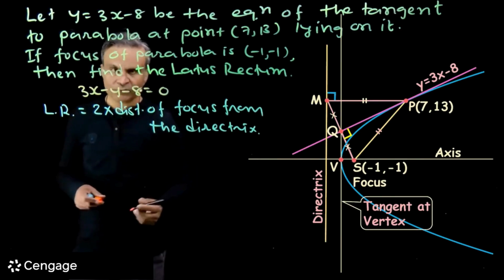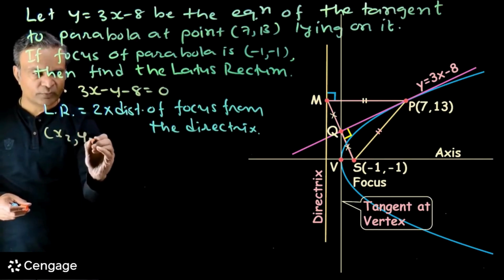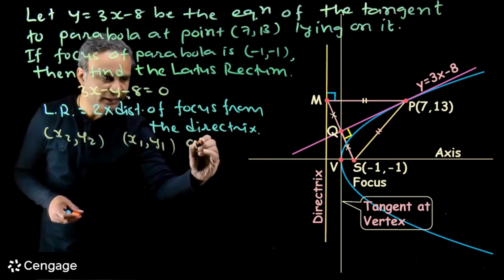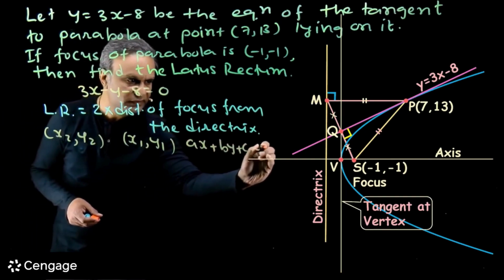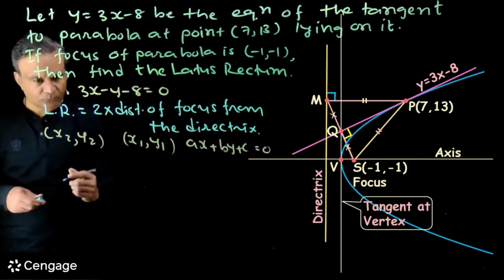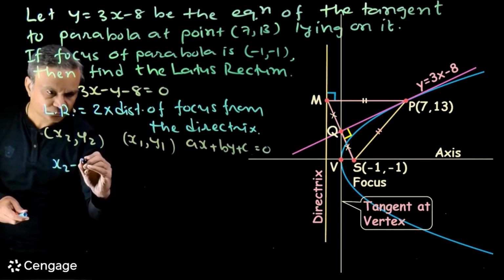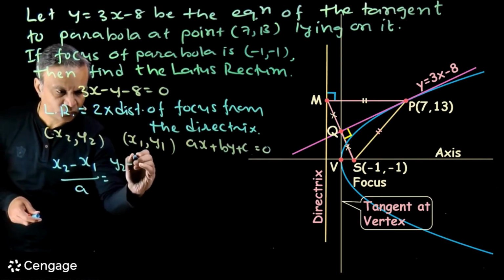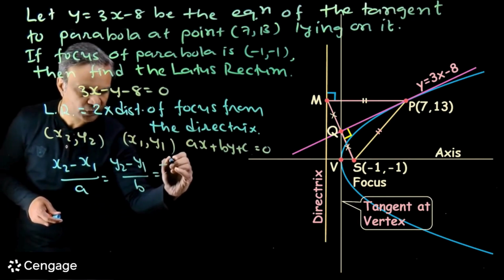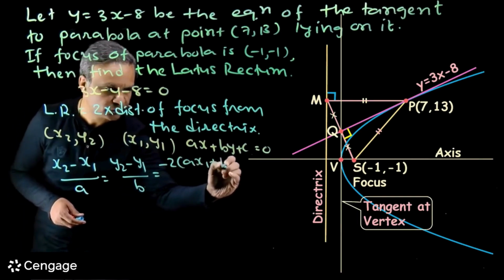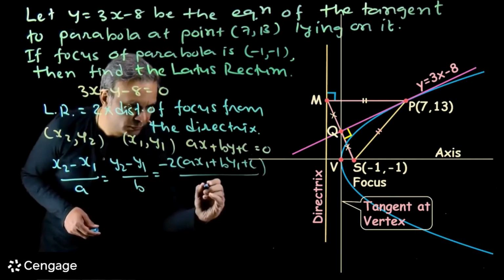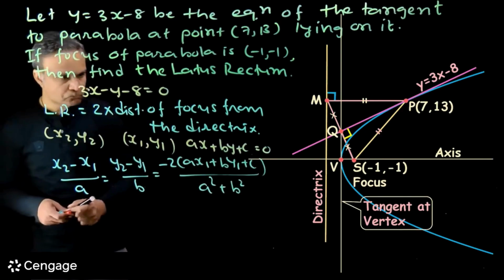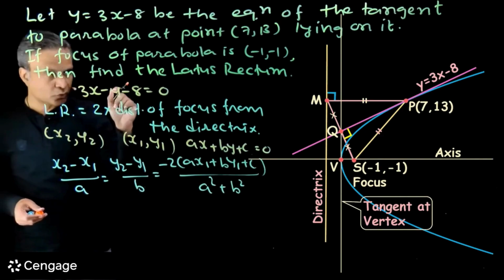We have a formula. If (x2, y2) is the reflection of point (x1, y1) in the line having equation ax plus by plus c is equal to 0, then we have this equation: (x2 minus x1) over a is equal to (y2 minus y1) over b is equal to minus 2 multiplied by (ax1 plus by1 plus c) over (a square plus b square). So using this equation we get the coordinates of point M.